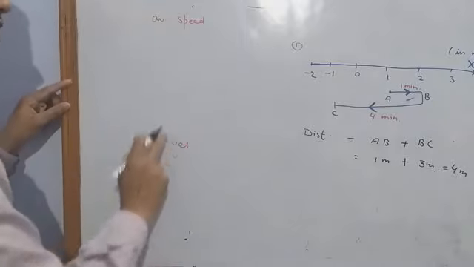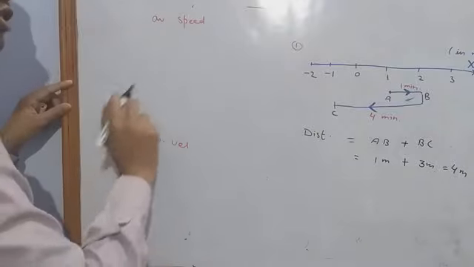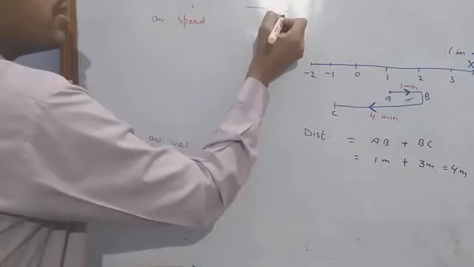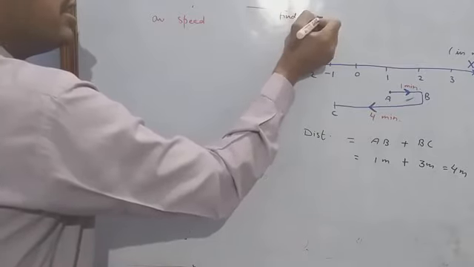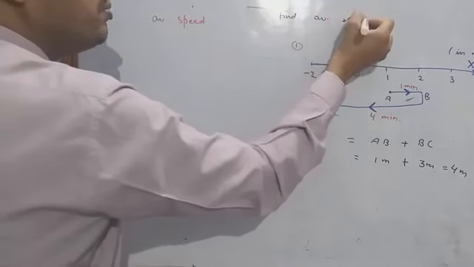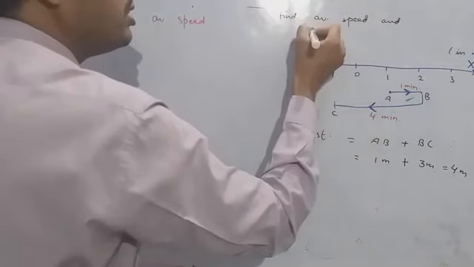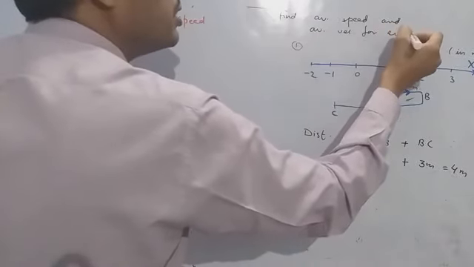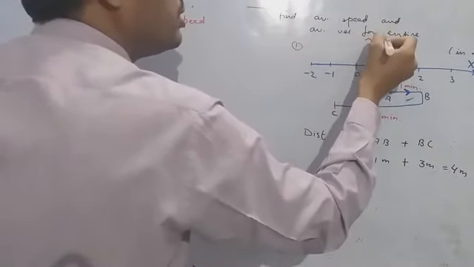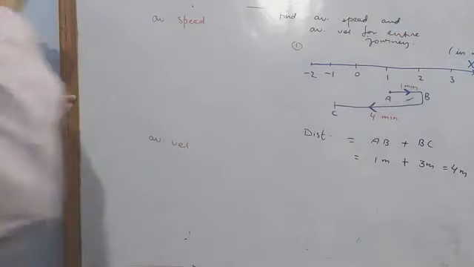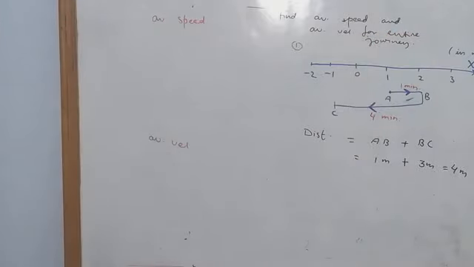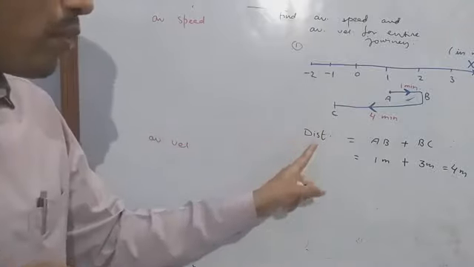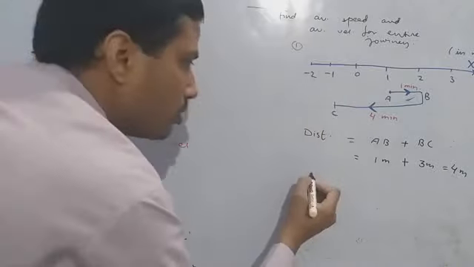Here when the question is being asked, you have to find average speed and average velocity. Let me write the question here. Find average speed and average velocity for entire journey. What is the meaning of entire journey, students? It means you have to consider the motion starting from the initial position A to the final position C. So for the total journey I have found the distance. Now let's find displacement.